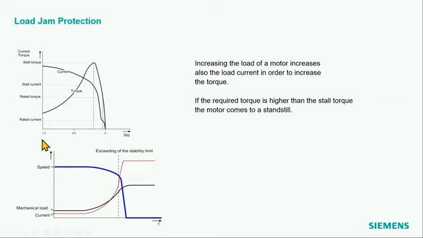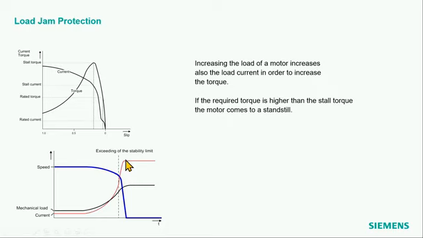This is now the various quantities here: speed, mechanical load, and the current. And this is the time axis. So if I have a locked or a jam situation, not a locked rotor, but a jam situation, then from there on the current will increase.